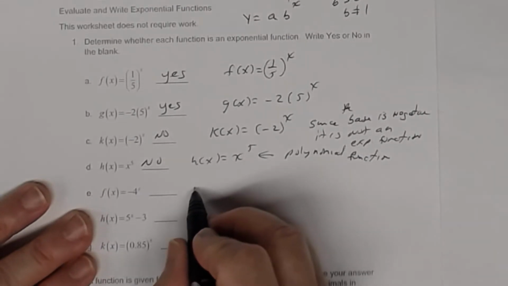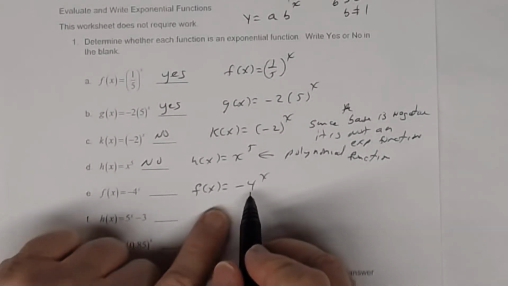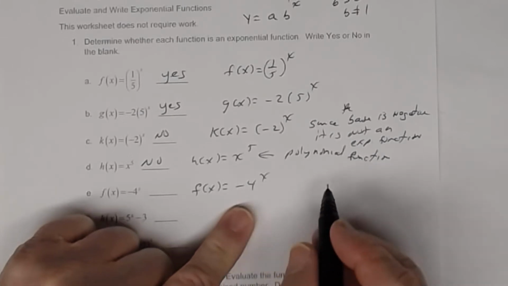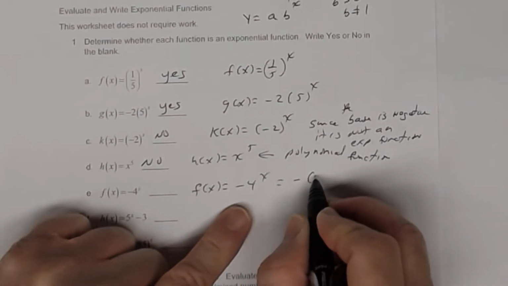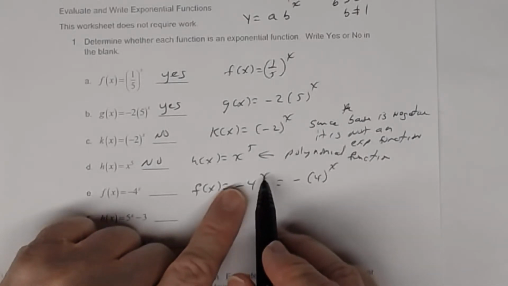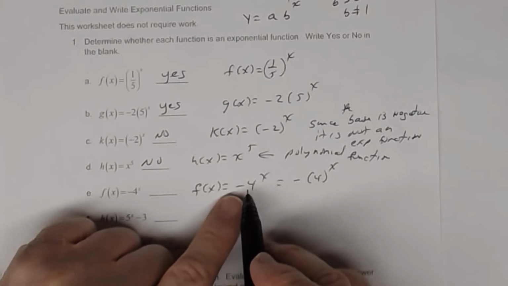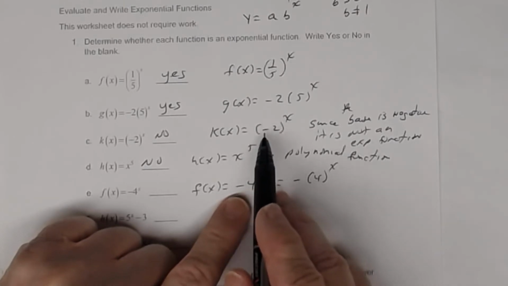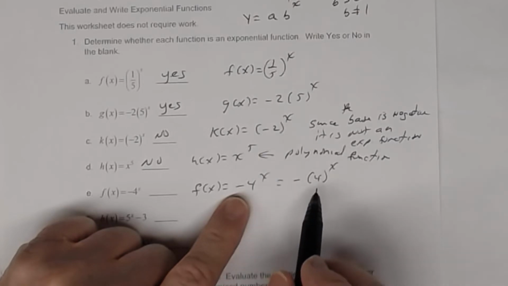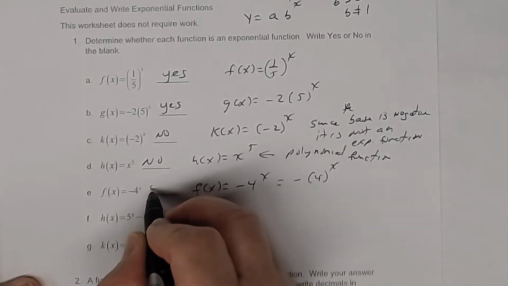E, a lot of students have trouble with E. So this is what we have. Now remember, I can write this negative 4 to the x power as negative in parentheses 4 to the x. If you look at the exponent of the x, the only number that's being raised to the x power is this 4. If I wanted negative 4 to be raised to the x power, it would look like what I have here in parentheses. So these are not equivalent. Now the base is 4, which is a positive number. So the answer is yes there.